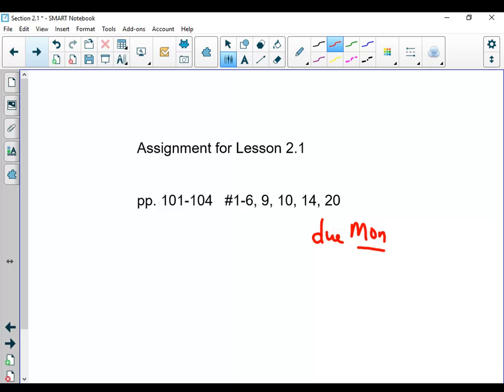Then we're going to come back together and I'm going to start looking at the next section, because we have to cover a couple things today. We're going to look at how we can display two quantitative variables. But right now, I'll give you some time to start working on these problems.